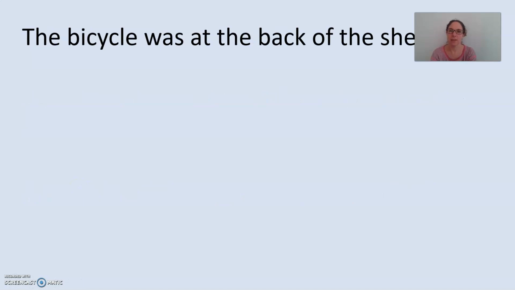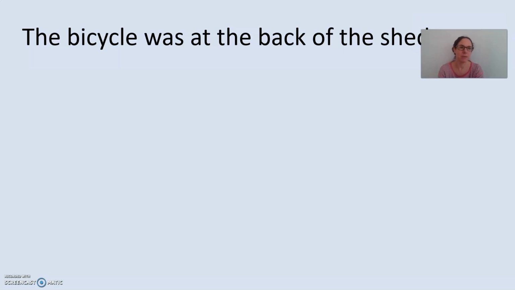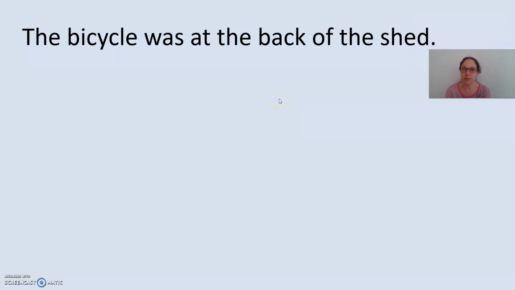So let's have a look at a sentence here. I'm just going to move myself out of your way. There we go. So the bicycle was at the back of the shed. So where's our noun in that sentence? Have a think, where's our noun? Is this a noun? Which of these is a thing that you can hold? A thing or a person, place, or feeling? So yeah, a bicycle is a noun. So we could have a relative clause telling us more about the bicycle. We could also, because shed is also a noun, have some information about the shed.